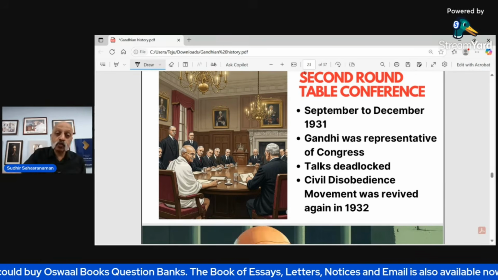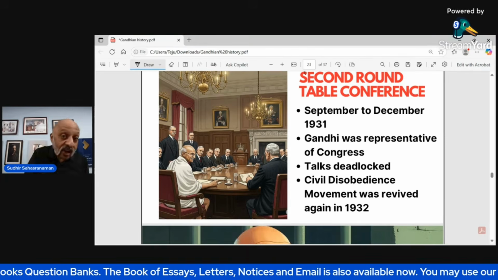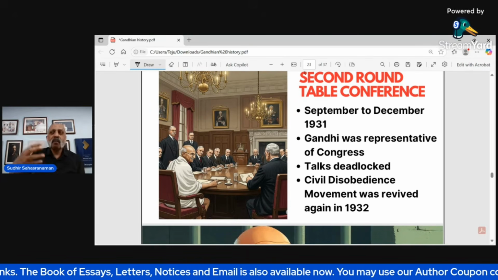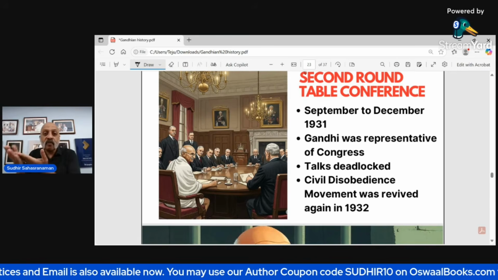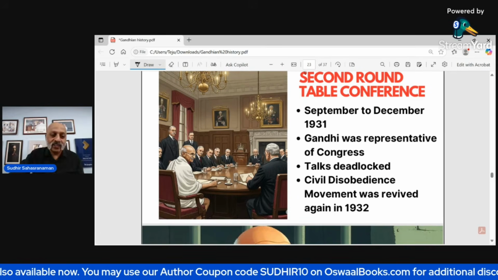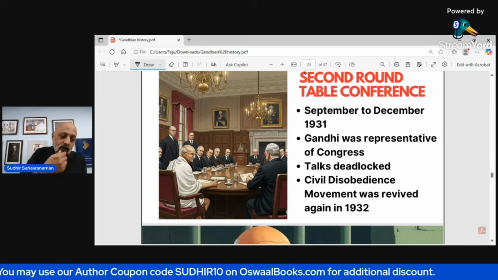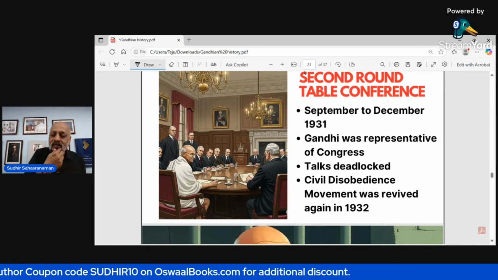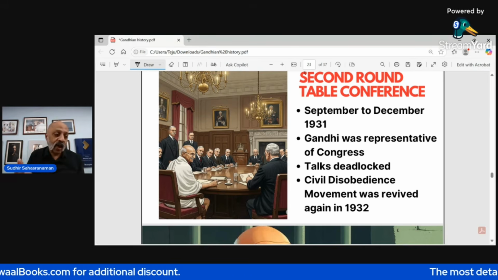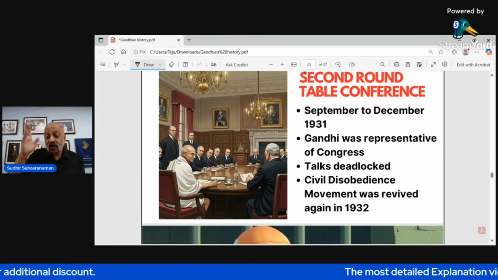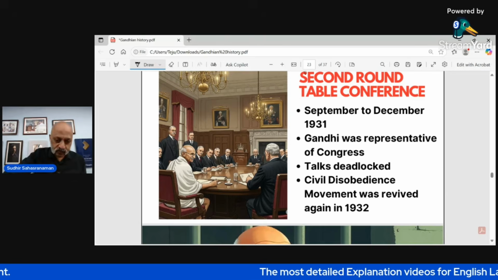Which is why the civil disobedience movement was revived again in 1932. But somehow, once you suspend something, it's very difficult to revive it again. So it did not catch up again. And it was finally withdrawn in 1934. And Mahatma Gandhi, in fact, briefly retired from active politics. For some time, he said, I'm moving away from politics.